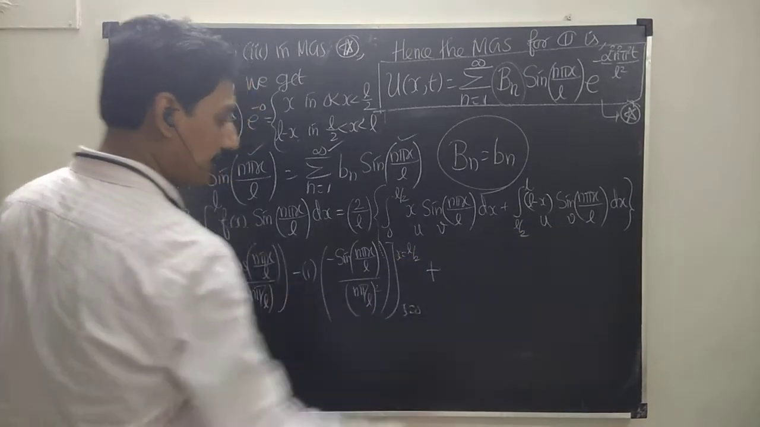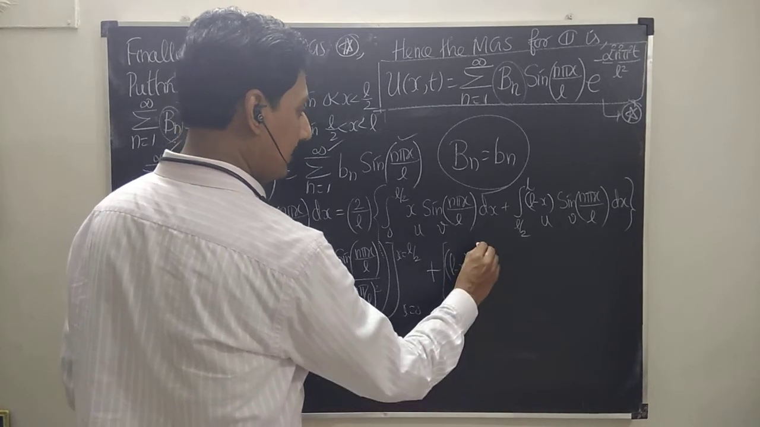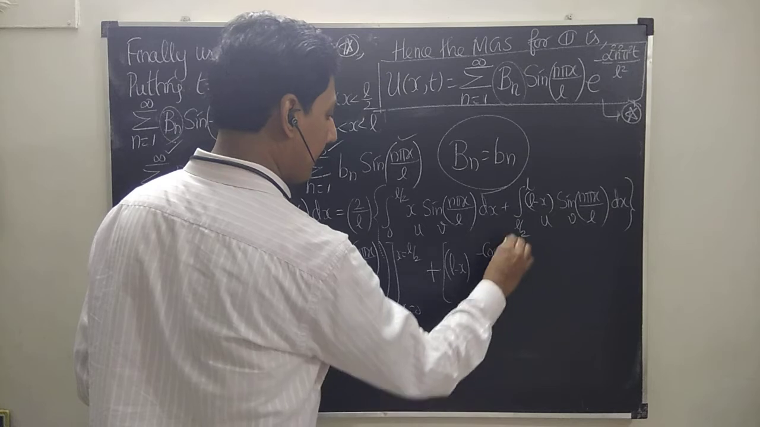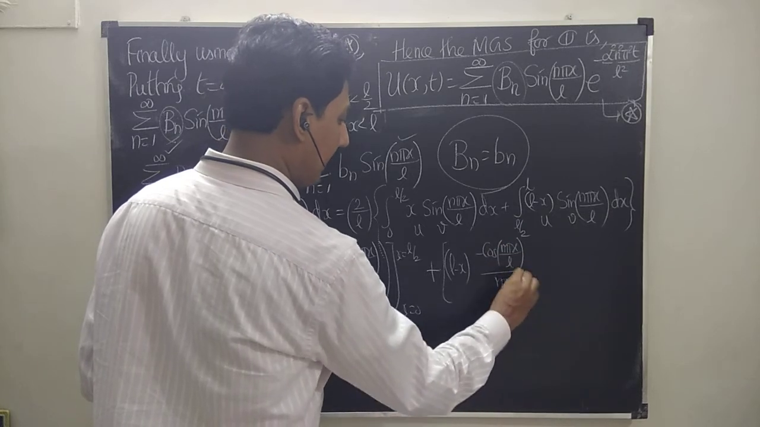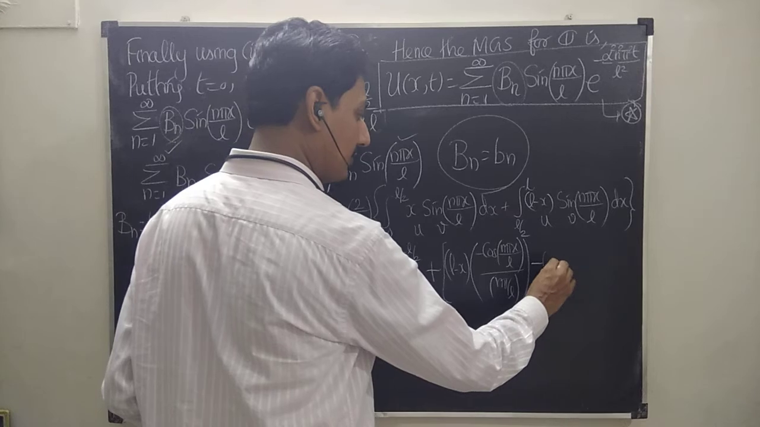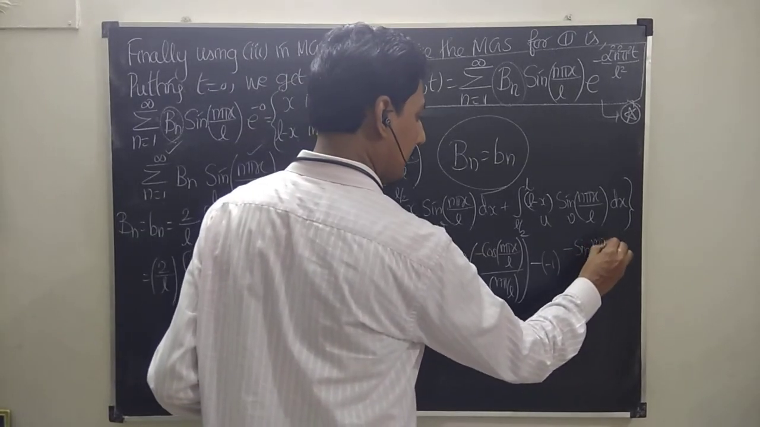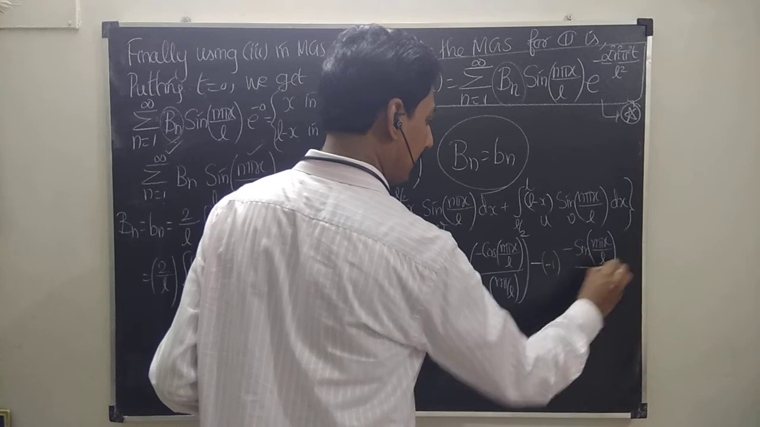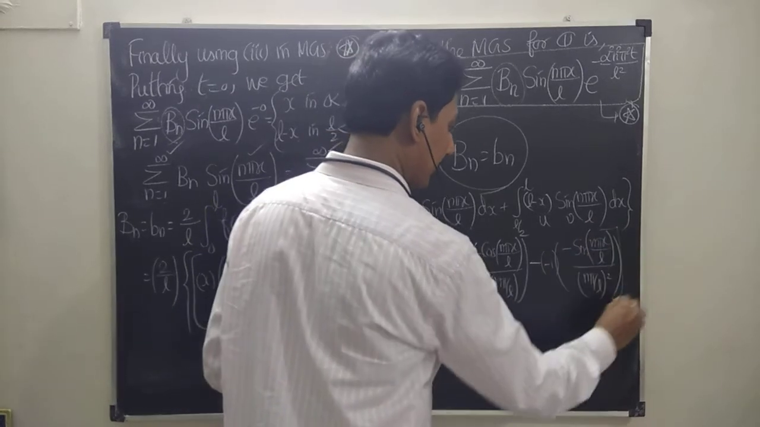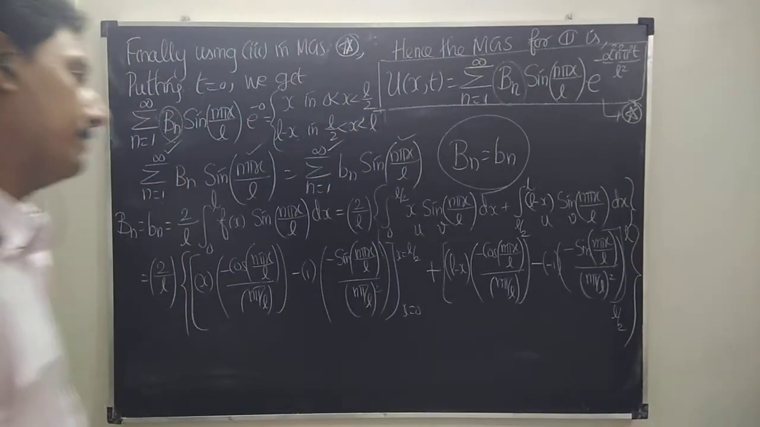Plus the second integration. This time L minus x is the u. So L minus x sin becomes minus cos n pi x by L by n pi by L, and minus, by the formula, L minus x differentiated with respect to x we get minus 1. Then integrating this we get minus sin n pi x by L by n pi by L to the whole square. So let us close this once again, for the lower limit L by 2 and upper limit L.